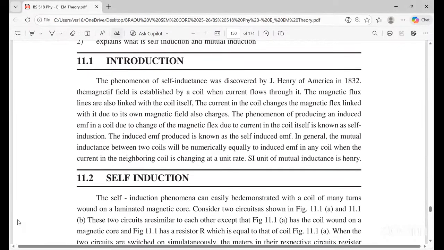So what is the basic theory behind self-inductance as well as mutual inductance? First of all, this was discovered by J. Henry, self-inductance. He belongs to America, and in 1832 itself he discussed it. Whenever a magnetic field is established, it means a coil is carrying a current through it, then the magnetic field is set up in that particular coil. So this was said by Henry. Okay.